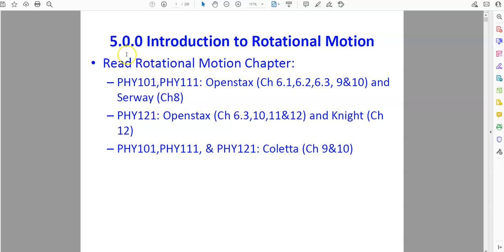If you haven't had the chance, please start doing the reading in the Rotational Motion chapter of whatever book you have, whether it's OpenStax, Coletta, or Knight. Okay. And so what we're going to begin with is the introduction to rotational motion.